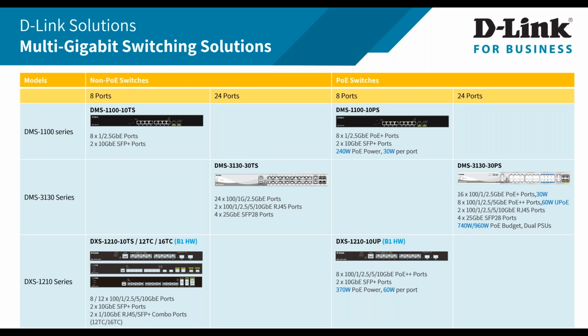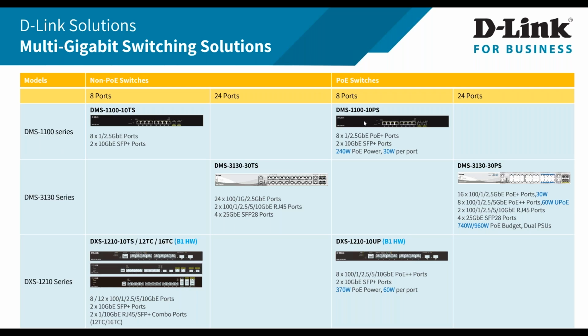So this is a multi-gigabit access switching portfolio. This portfolio can be categorized as a 2.5G solution, 5G solution, and 10G multi-rate solution. In all three categories, as you can see here, we have both PoE as well as non-PoE options. The first series, the entry-level DMS 1100 series, is a 2.5G multi-gigabit switching solution, which has both 8 port non-PoE and 8 port PoE options with two 10G uplink ports. DMS 1100 10TS is a non-PoE model, which can be offered for workstation, server, and storage connectivity.